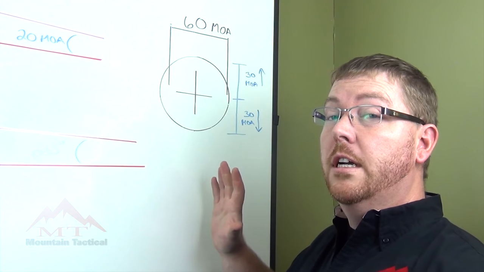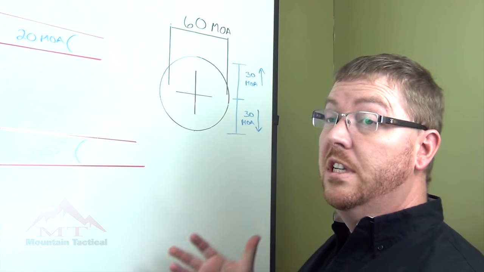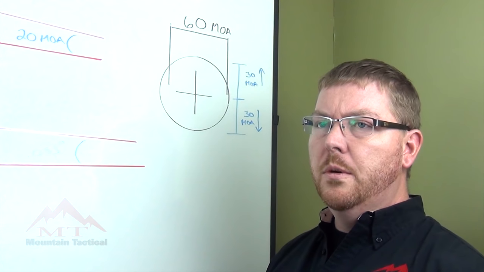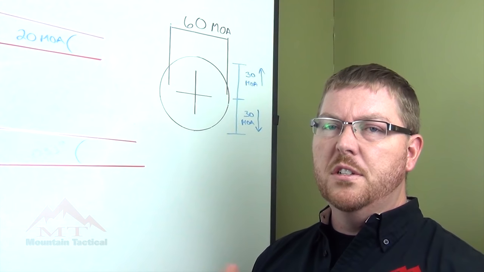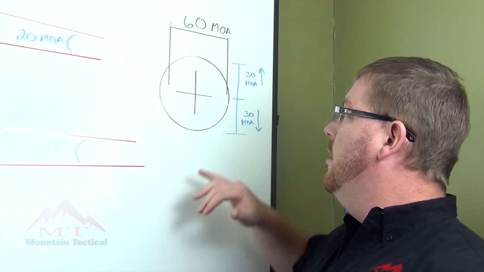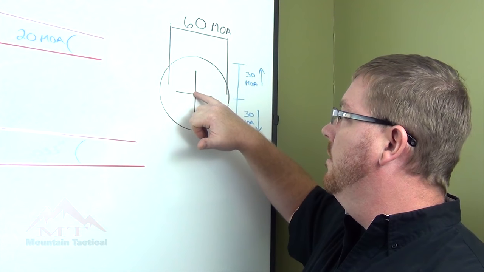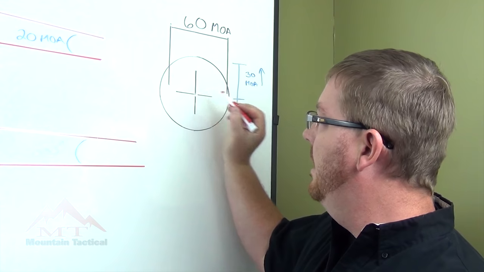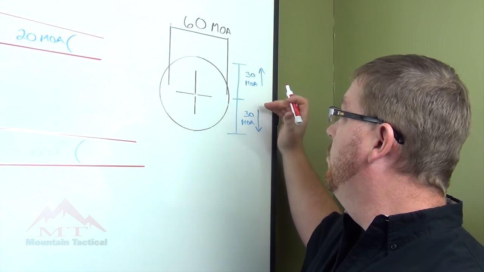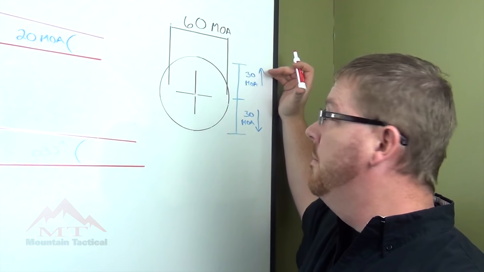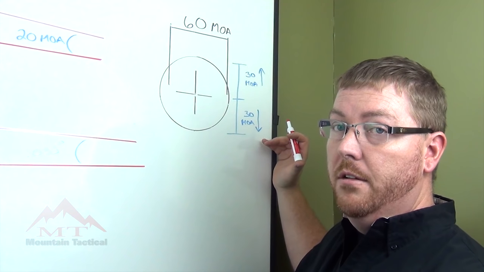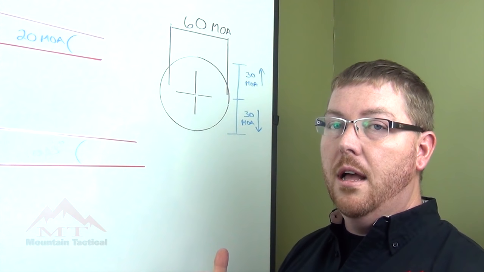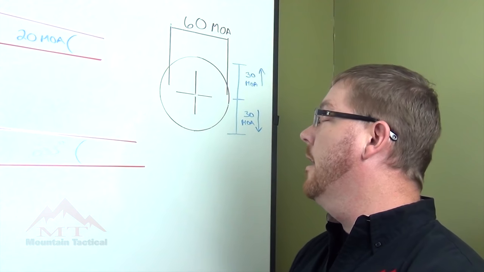All right, so let's take a look at an optic that has 60 minutes of angle inside of it. Now, if you're zeroed at 100 or 200 yards, and I use that interchangeably because the zero is pretty much the same, your reticle, your target, you're going to be hitting right there, and you're going to have roughly 30 minutes of angle up, 30 minutes of angle down. I don't know about you, but I've never dialed for a close-up shot. I'm always dialing for a long-range shot.